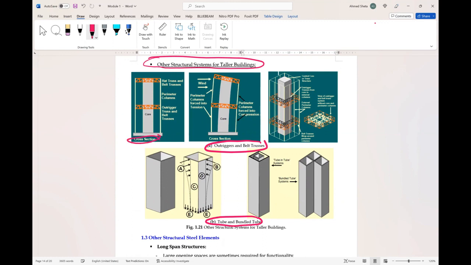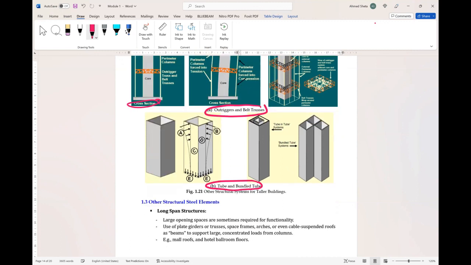Here is the cross section of the outriggers and belt truss. In this system, the building is surrounded by outriggers and belt trusses that help to resist more lateral loads. And also, as you can see here, there is a central core as well, helping the system to resist the lateral load. This combination between the outriggers and belt trusses with the core allows for more height or more resistance of lateral load.